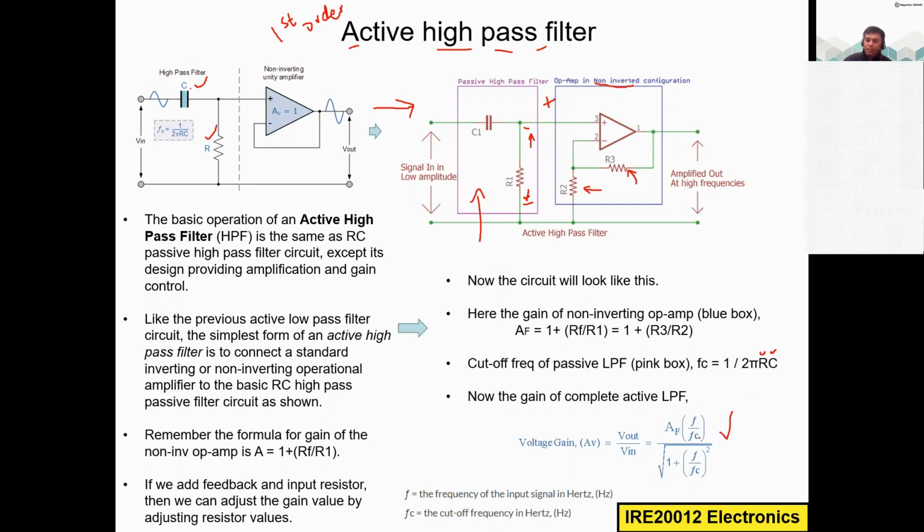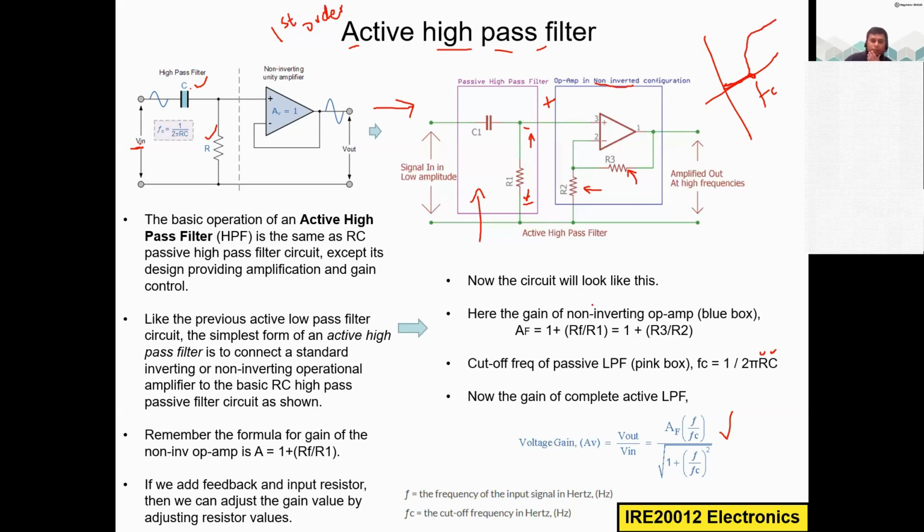Here, what are F and FC? The same as the previous one. F is the frequency of the input signal. That is the input signal. And FC is the cutoff frequency of the circuit. So we have this, and then we have the cutoff frequency somewhere here, FC, based on your R and C value. So the high pass filter will block the low frequencies, and then it will pass the high frequencies.